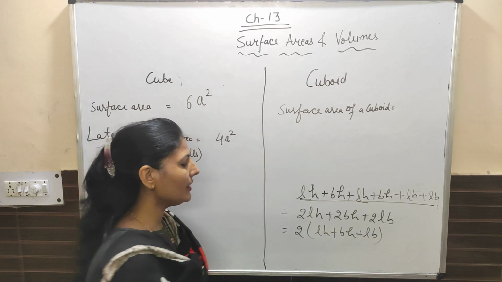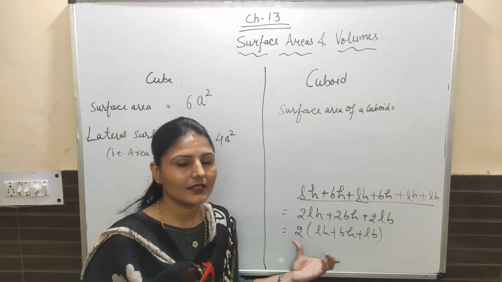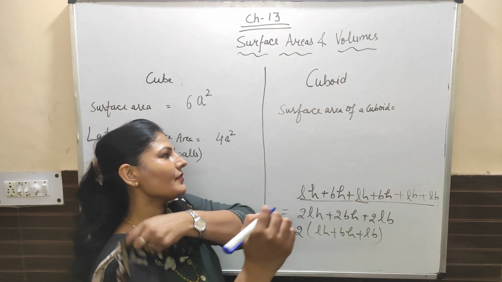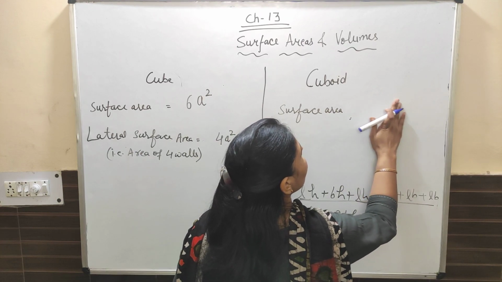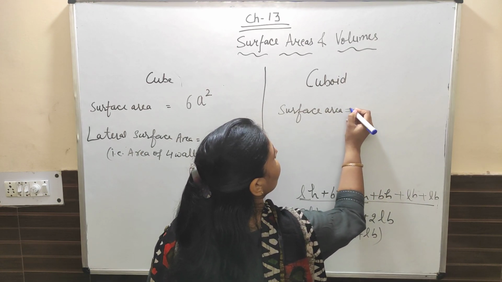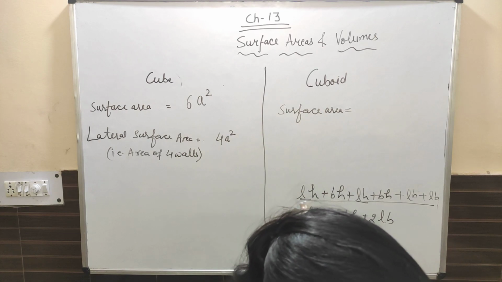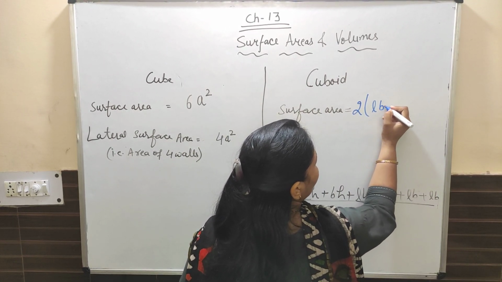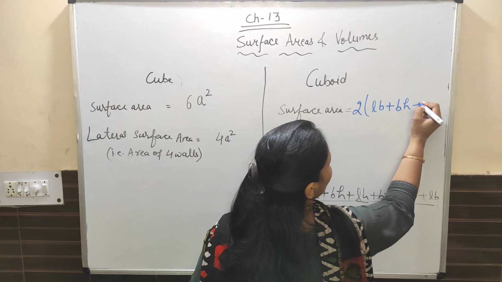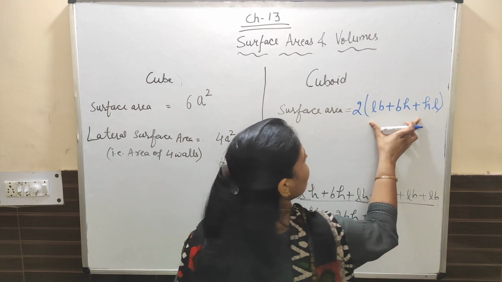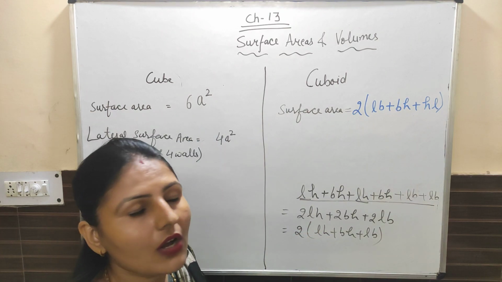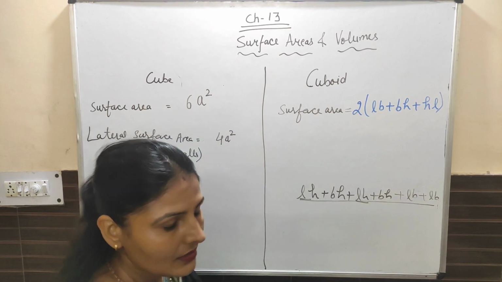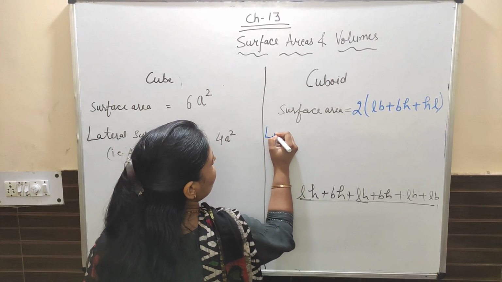The product of 2 lengths and the sum of these lengths, twice of this, will be the surface area of a cuboid. Twice of length: LB plus BH plus HL. This is our total surface area of a cuboid. Now we will discuss the lateral surface area of a cuboid.